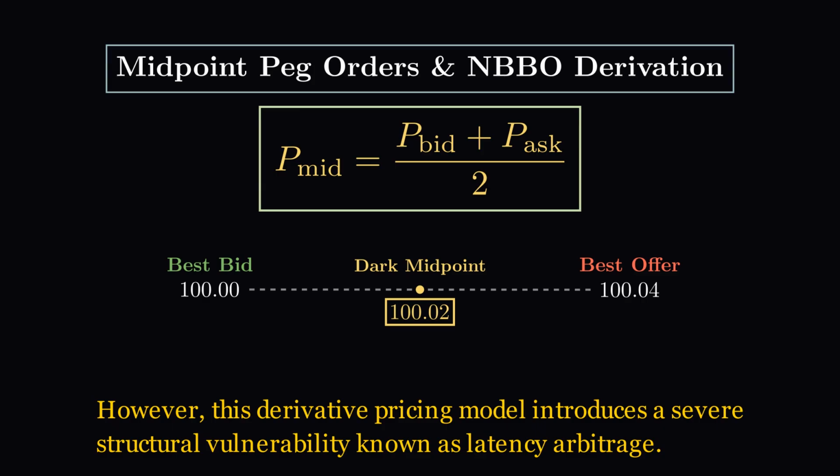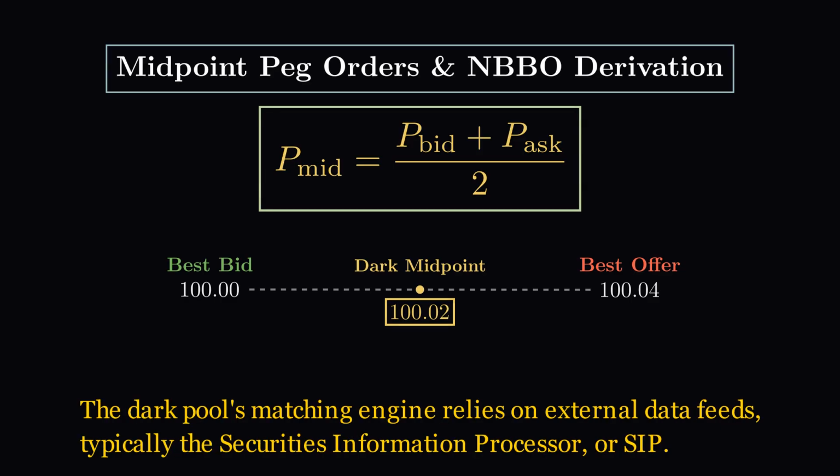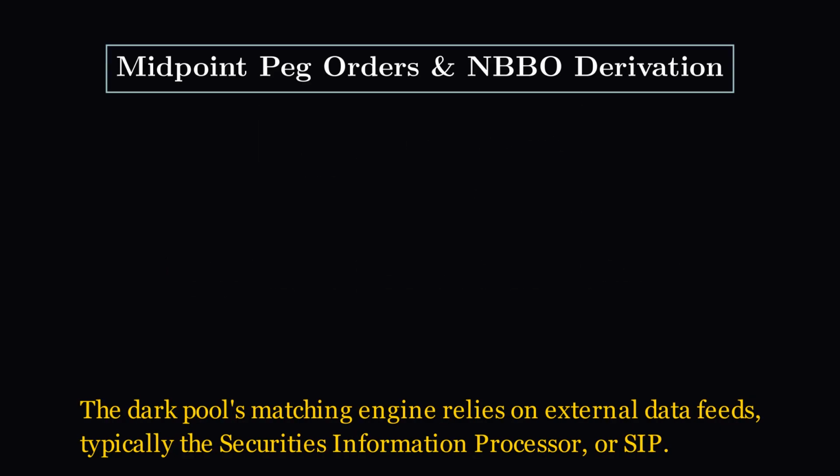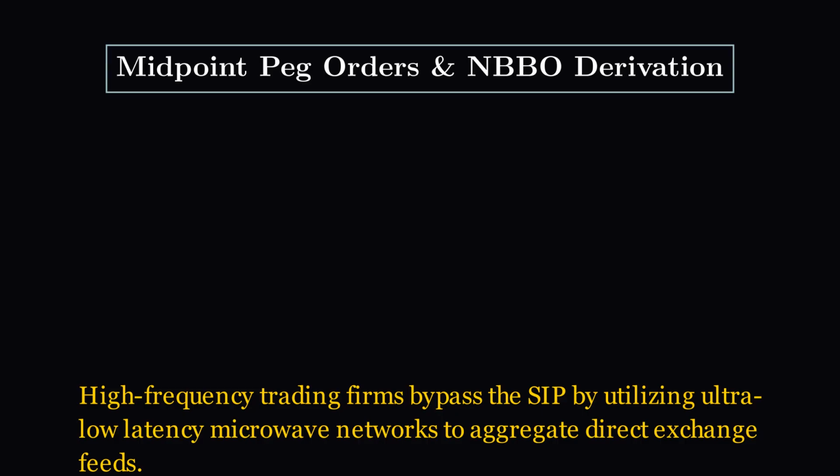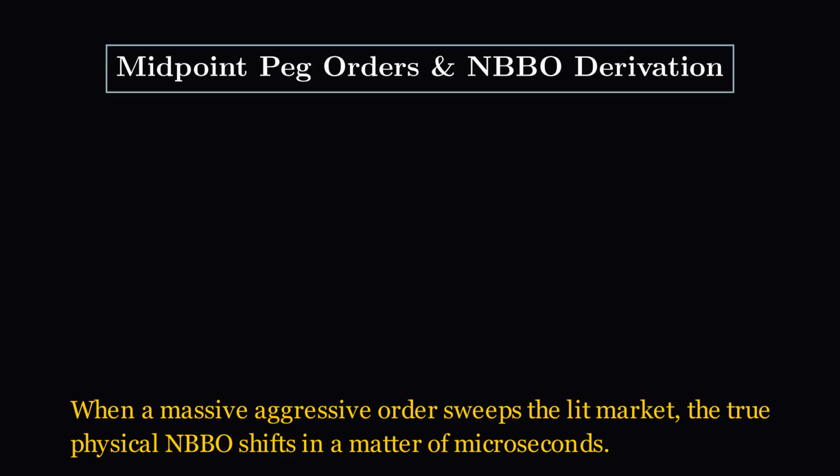However, this derivative pricing model introduces a severe structural vulnerability known as latency arbitrage. The dark pool's matching engine relies on external data feeds, typically the Securities Information Processor, or SIP. High-frequency trading firms bypass the SIP by utilizing ultra-low latency microwave networks to aggregate direct exchange feeds. When a massive aggressive order sweeps the lit market, the true physical NBBO shifts in a matter of microseconds.